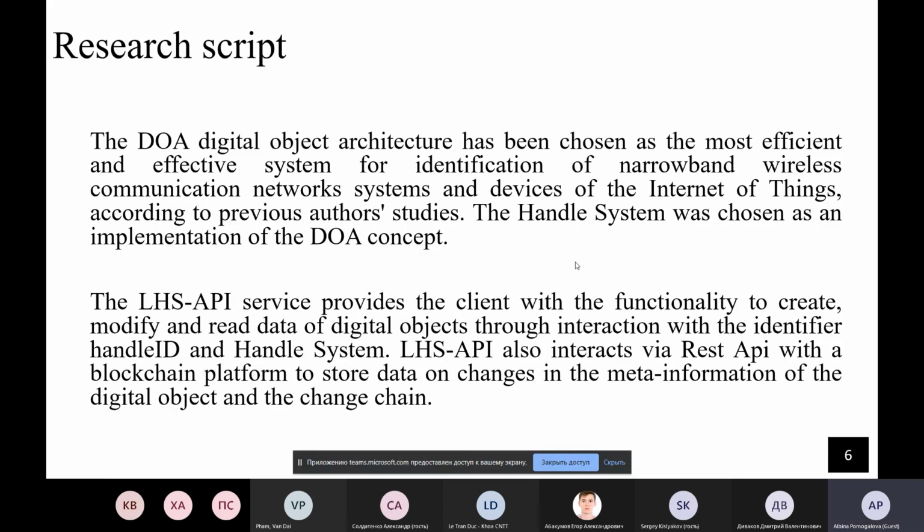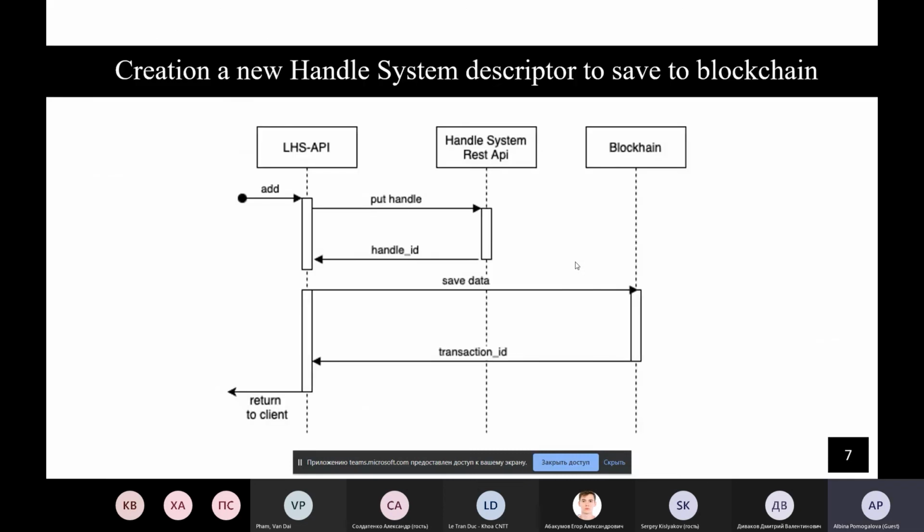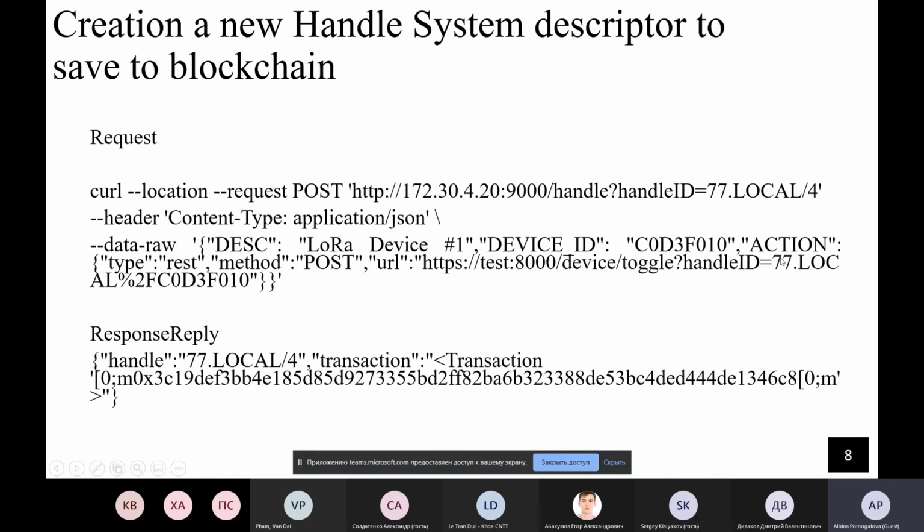And now I'd like to show the first picture, creation of a new handle system descriptor to save to the blockchain. So now we write information inside the blockchain ecosystem. This figure presents a sequential query schema for the system when adding a new descriptor and storing data in the blockchain. As you can see, the request goes through the handle system REST API and then gets to the blockchain and then back to the client. Here you may see our request and response. In the reply, we can see the saved descriptor and the blockchain transaction ID.